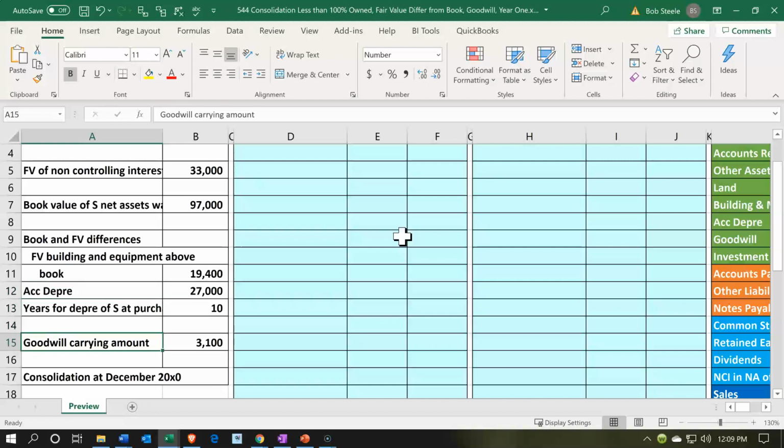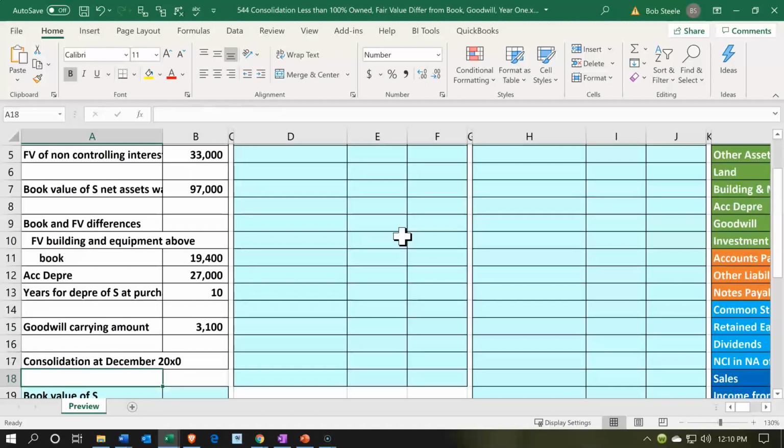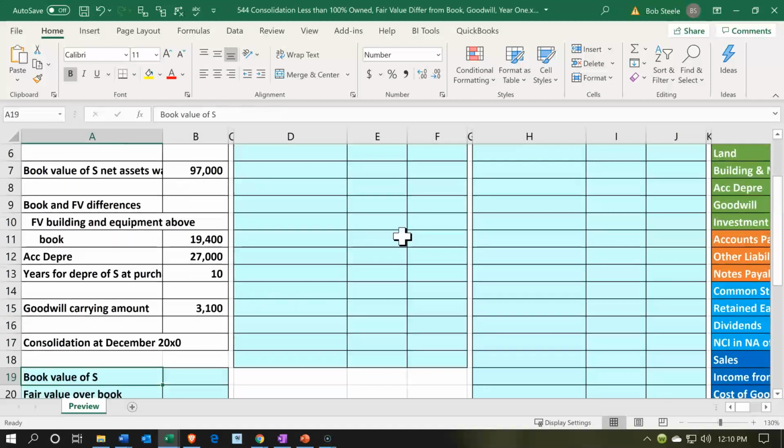Goodwill carrying amount, 3,100. So in other words, remember when you see a problem like this, we're going to first have to calculate goodwill. Then we're going to have to determine if it has gone down in value. Their carrying amount here would indicate that there has been a decline in value. So we're going to have to first put the goodwill on the books and then consider how much it has declined in value. Consolidate as of December. So that's going to be a year later.